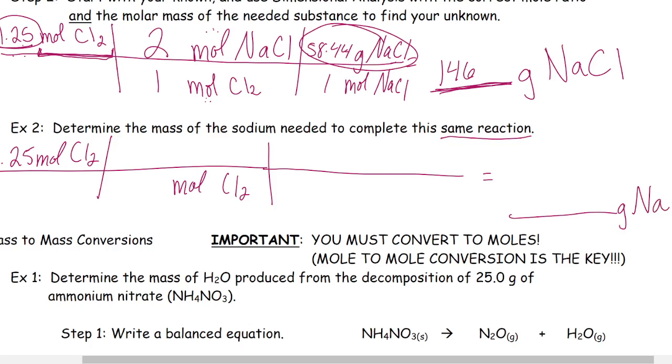Good. I can go from moles of Cl2 into moles of the substance that I'm looking for. So I'm going to go to moles of sodium, moles of Na. Do I need to put a 2 on it? How come chlorine had a 2 and sodium doesn't? Because chlorine is diatomic and sodium is not. Good. Moles of sodium can come down to the bottom.